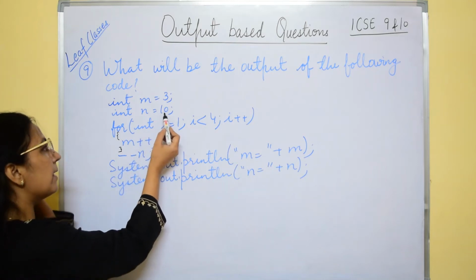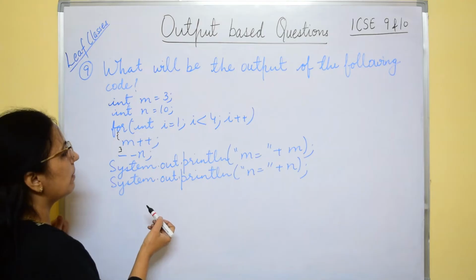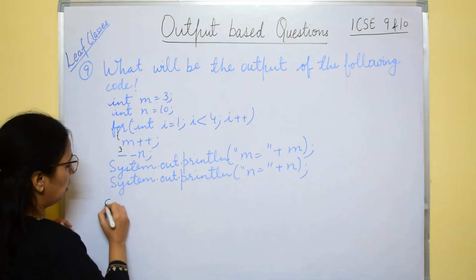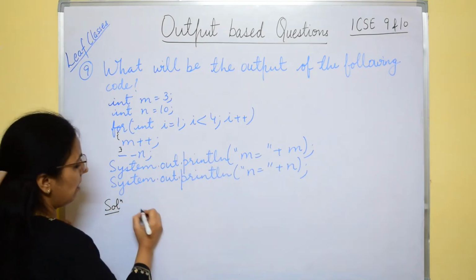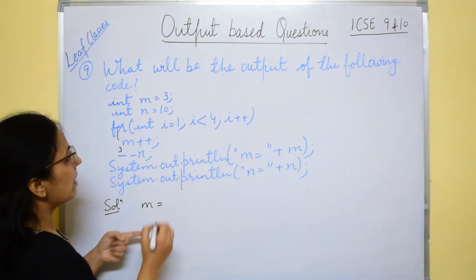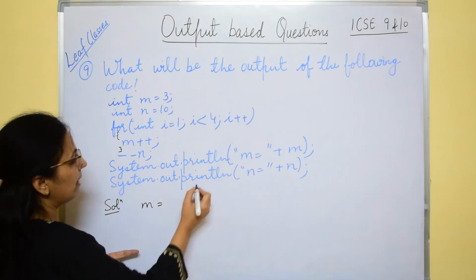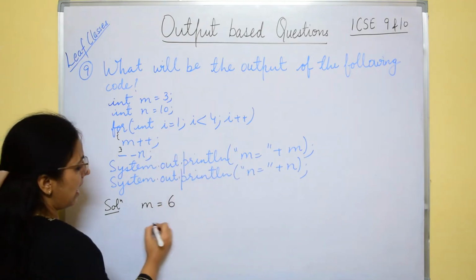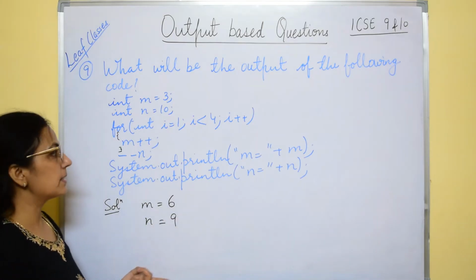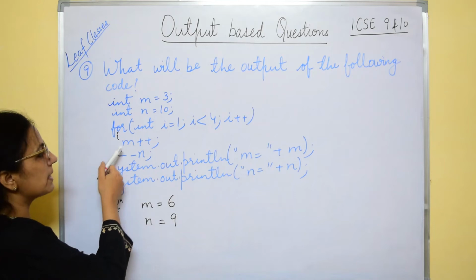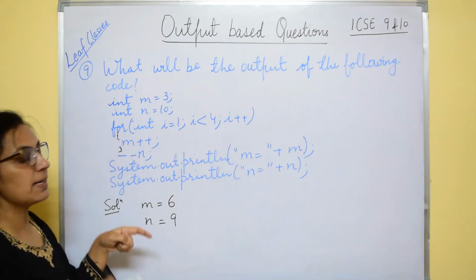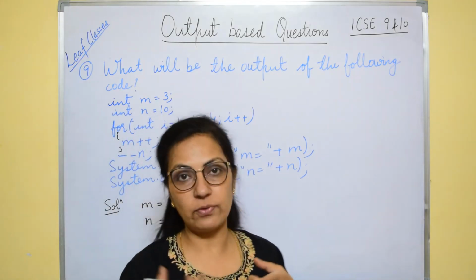Minus minus N, the value of N will be decremented by 1, that is N will become 9 here. So the output, the solution, you will write like this. M equals to, whatever is written within double quotes will appear as it is. M equals to plus M, the value of M, that is 6, and the value of N is 9. So like this you will write the answer. I suggest you make the braces, otherwise there will be confusion. You will keep on doing these two statements every time for every iteration of the loop.